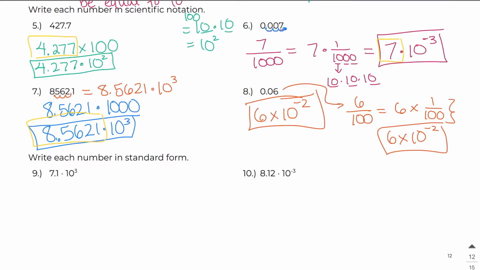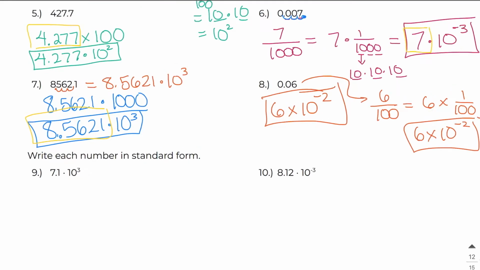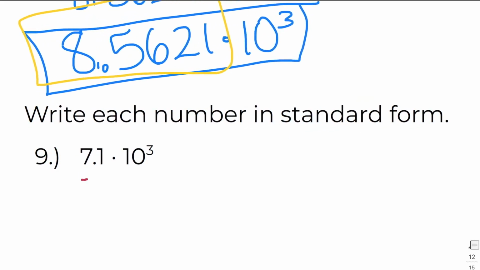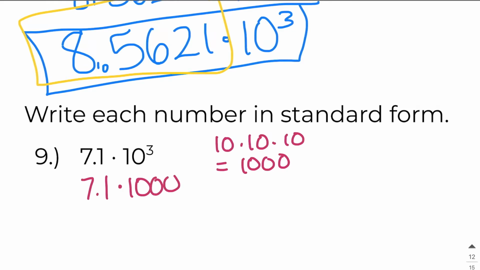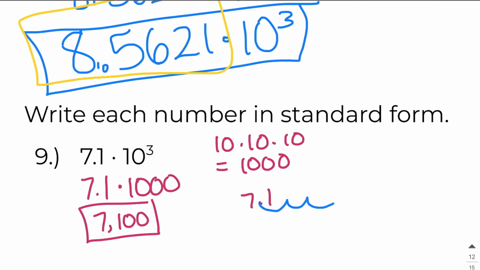Okay, so now write each number in standard form. So here, what this is saying right here is 7.1 times 10 to the power of 3. 10 to the power of 3 means 10 times 10 times 10, or 1,000. So what this is saying is we have around 7,000. But when I multiply 7.1 by 1,000, I get 7,100.